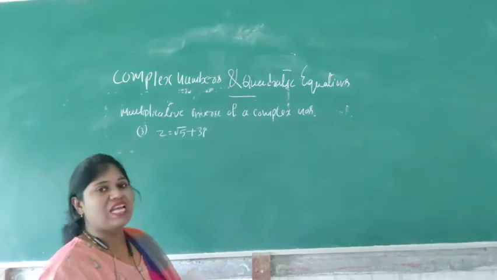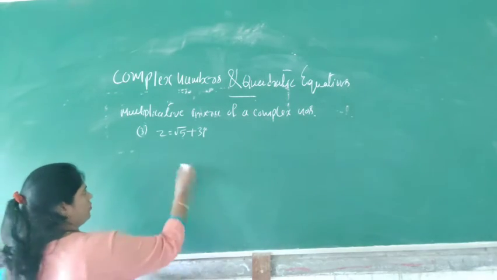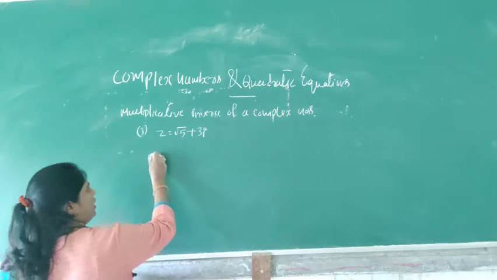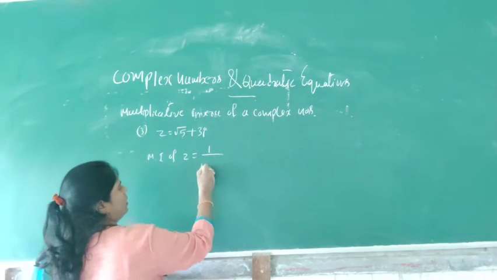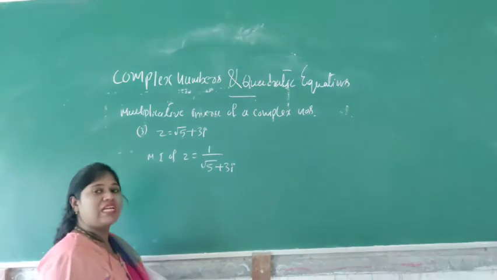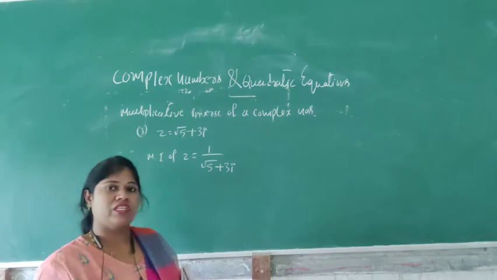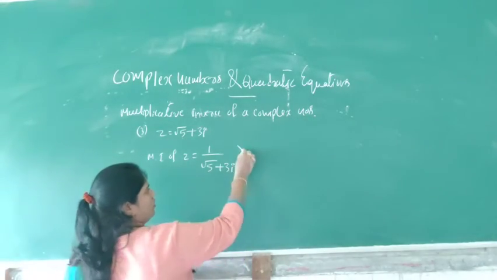Okay, root 5 plus 3i. Root 5 plus 3i. So, the multiplicative inverse of z is 1 by root 5 plus 3i. We have to write like this first. After that, rationalize the denominator.